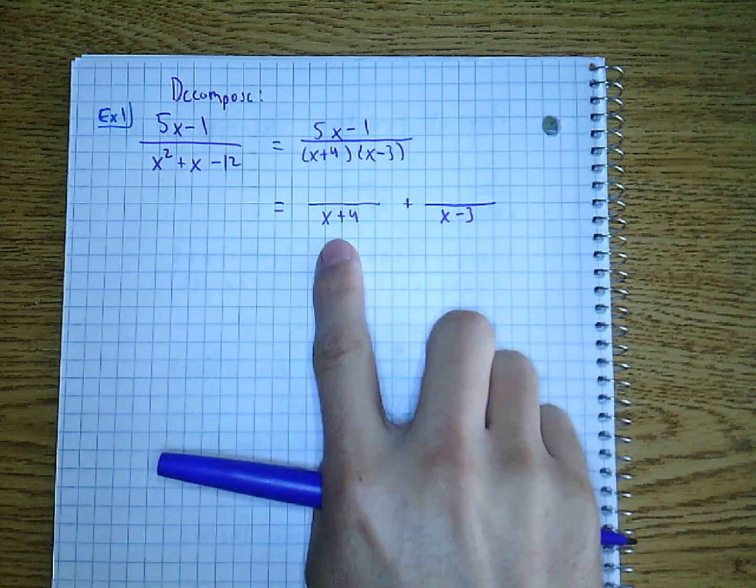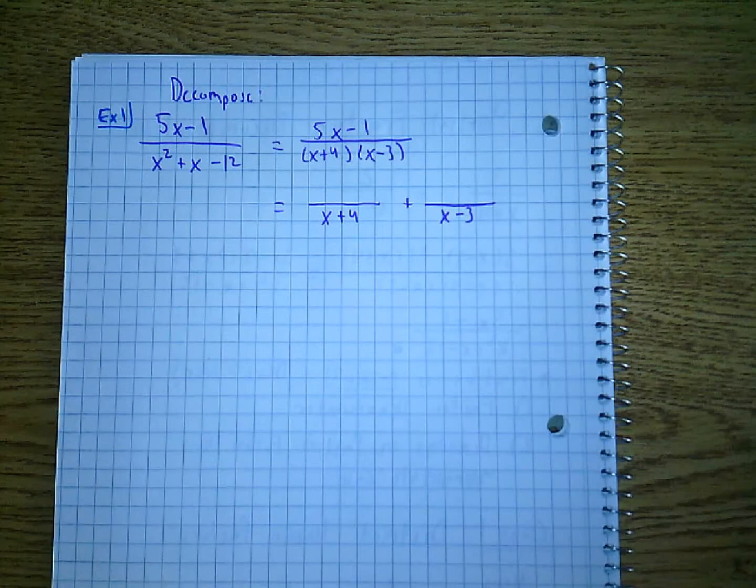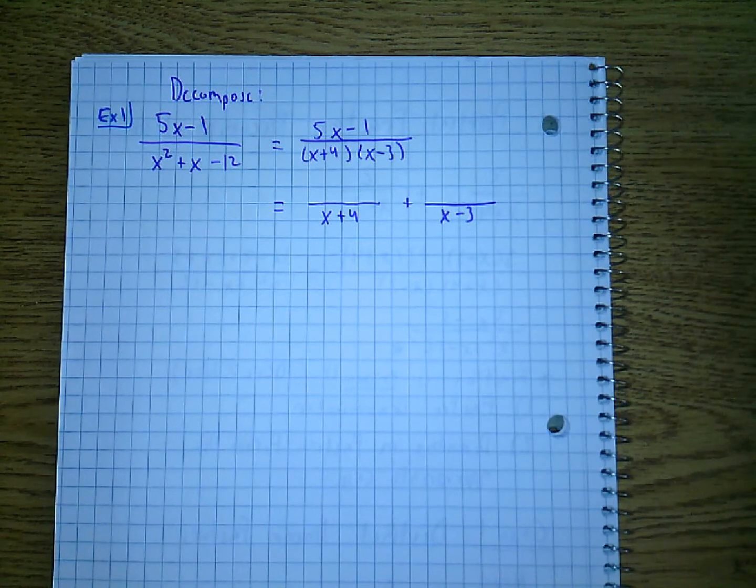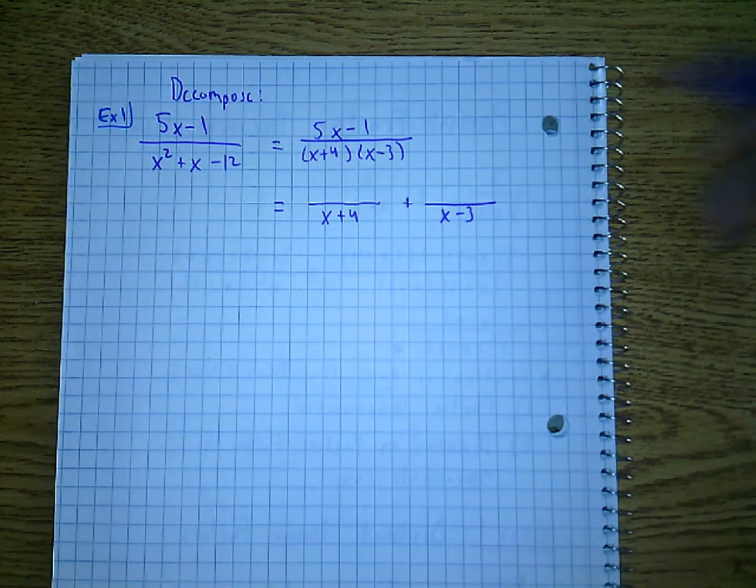Cool? Now, case 1 tells you that even though you don't know what the numerator is, you are guaranteed that they're going to be constants. So here's what I suggest. You can call this constant A, and you can call this constant B.